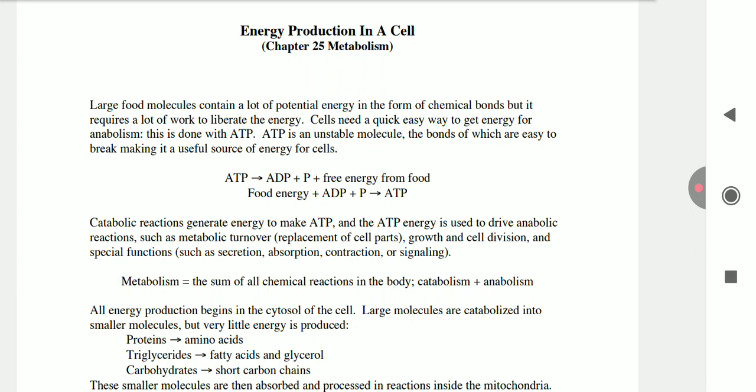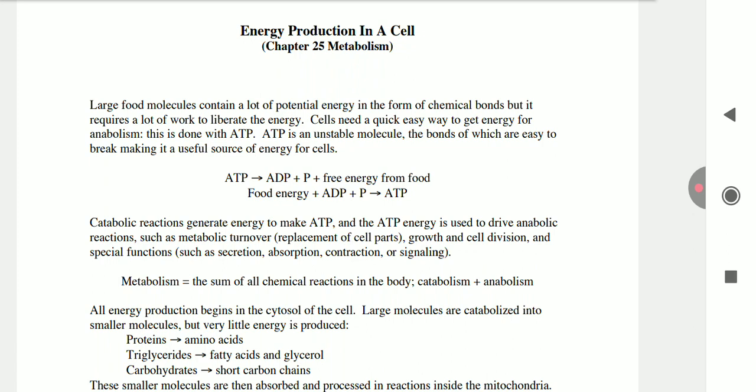Large food molecules contain a lot of potential energy in the form of chemical bonds, but it requires a lot of work to liberate the energy. Cells need a quick, easy way to get energy for anabolism. This is done with ATP. ATP is an unstable molecule, the bonds of which are easy to break, making it a useful source of energy for cells. ATP gives ADP plus Pi plus free energy from food. The food energy plus ADP plus Pi gives ATP.